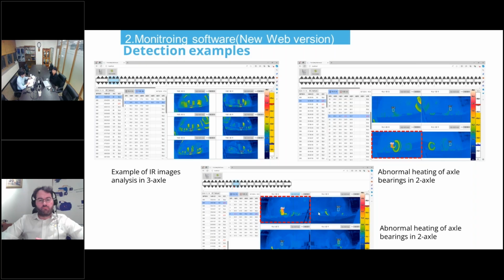So as you can see, there is a 2 axles image file. So 2 axles, so 4 pictures. When you are comparing the other 3 pictures, one is higher, so we can figure out it has a problem, or we can send a signal to the web database, and you can get the alarm on your phone or your office computer.